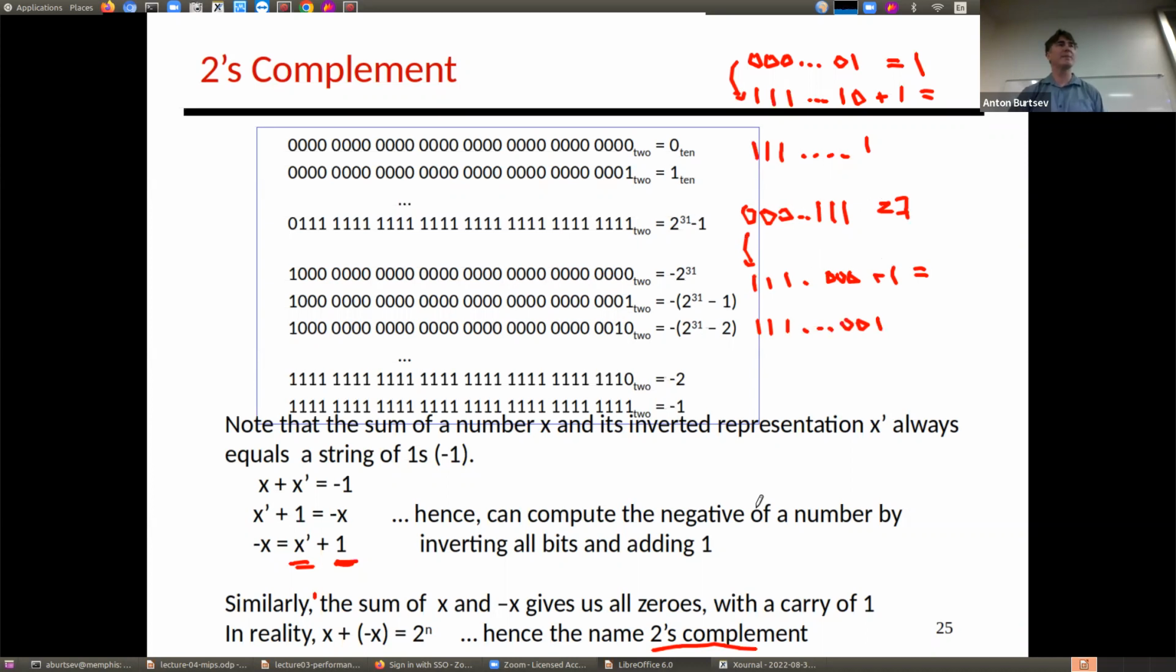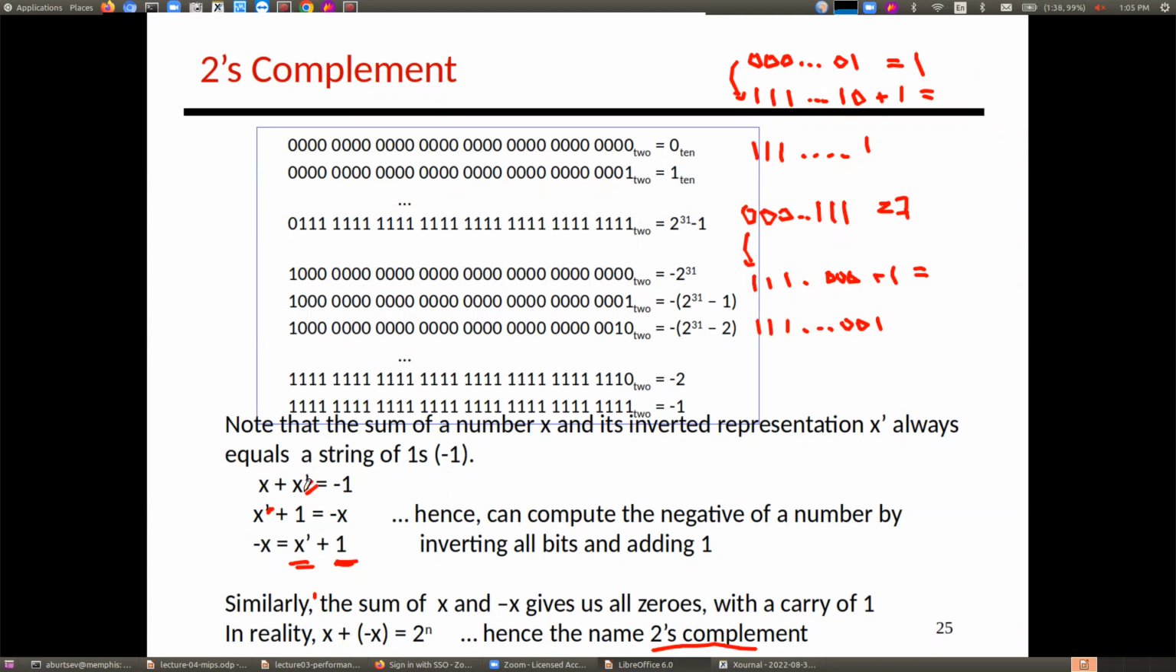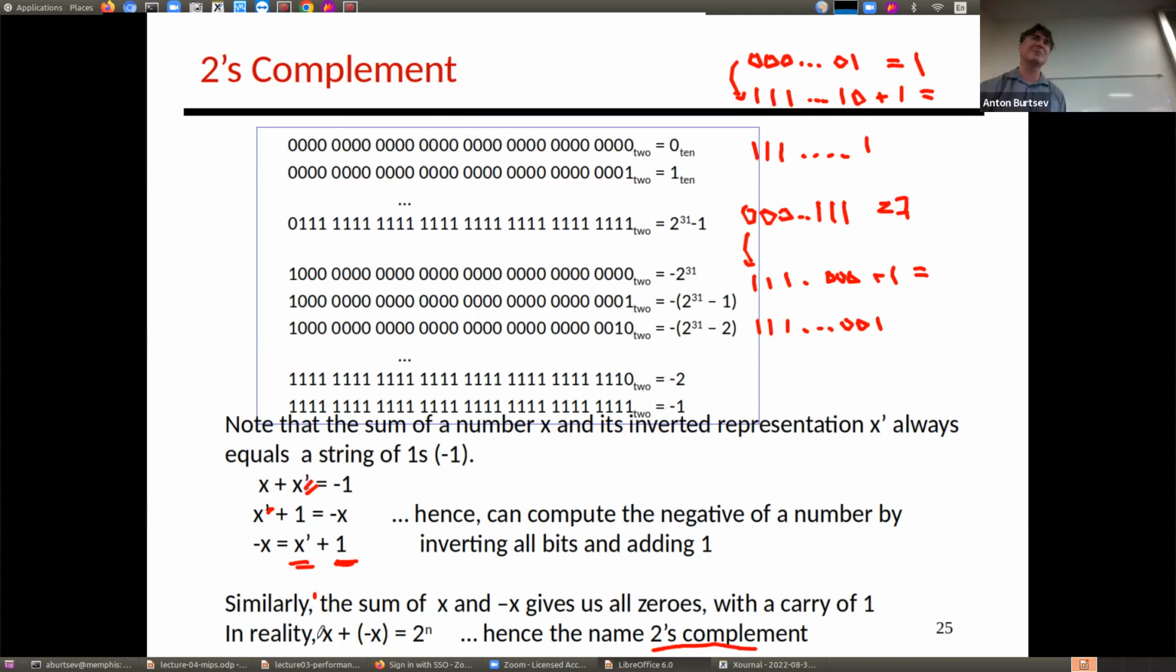Why does it work this way? Who can tell me? There is a cute observation about it. If this symbol represents complement, do you believe that a number plus its complement is always -1 in this system? Do you know why? Yeah, you'll end up with all ones. -1 is all ones. So why do you always end up with all ones? Because when you add the complement, you have 1 plus 0. Exactly.